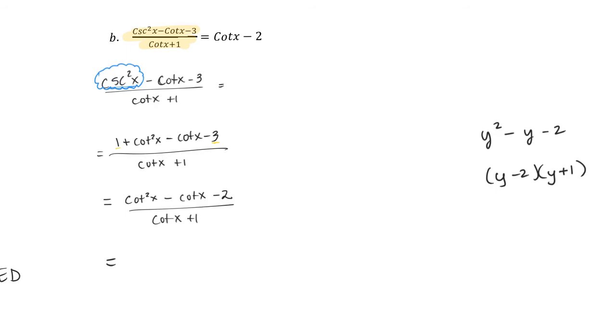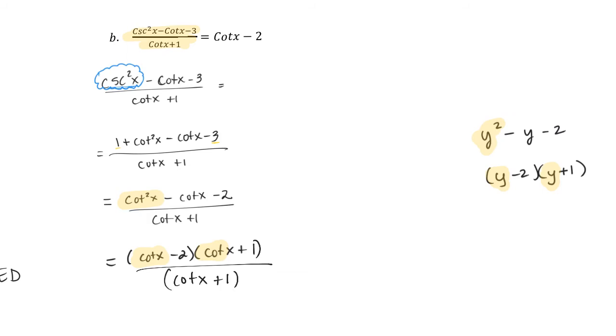It may have been a little while, but here's what we're going to do. This is going to be cotangent of x minus 2 times cotangent of x plus 1. I had y squared, so it went to y minus 2, y plus 1. So instead of y, I have cotangent, so that's factoring out to cotangent minus 2, cotangent plus 1. And now my denominator is still cotangent of x plus 1.